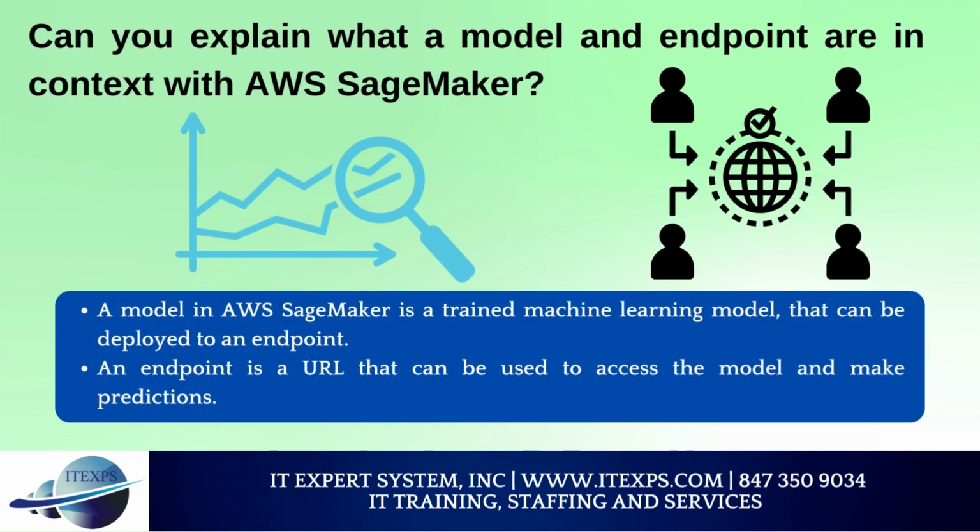Can you explain what a model and endpoint are in context with AWS SageMaker? A model in AWS SageMaker is a trained machine learning model that can be deployed to an endpoint. An endpoint is a URL that can be used to access the model and make predictions.